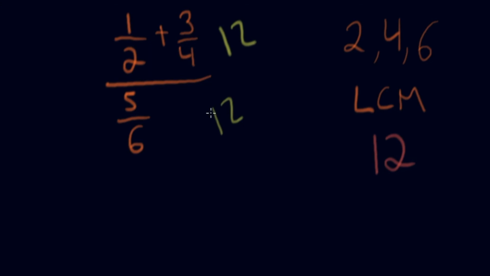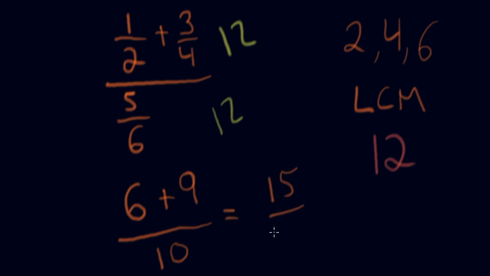That will make things a little bit easier for you and get rid of the denominators. So 12 times a half, what's that going to give you? That's going to give you 6. And what's 12 times 3/4? That is going to give you 9. And what is 12 times 5/6? Good question. That's going to give you 10. So now we have a very simple equation saying, oh, that's just 15 over 10.